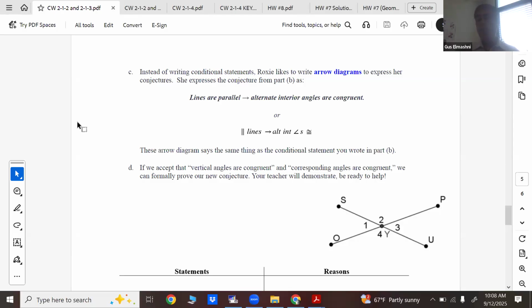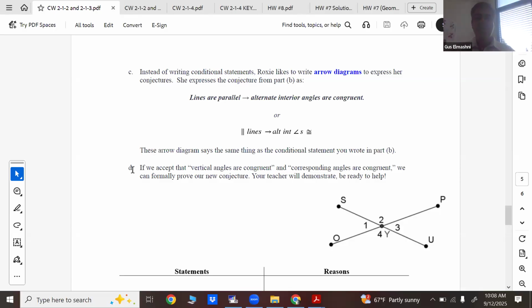Yeah, so instead of writing all the words out, you can use symbols. Those two vertical lines mean parallel, lines, arrow, alt, short for alternate, int, short for interior, the little symbols and angle, and then the equal to tilde sign means congruent. We're lazy as mathematicians, we like to do that.